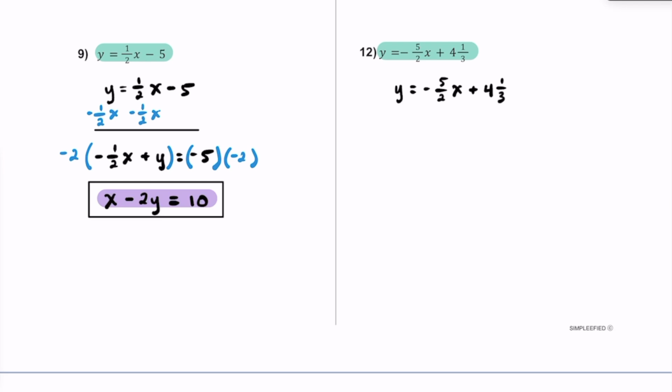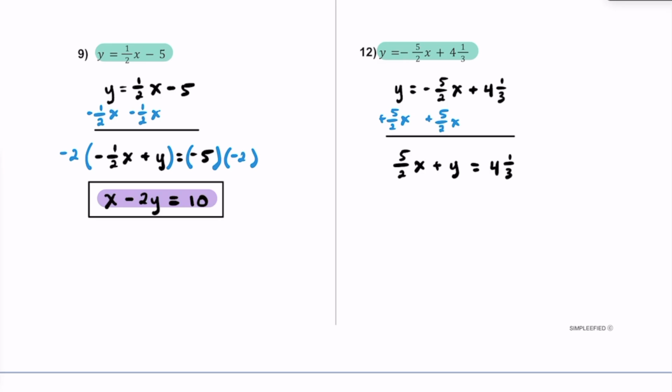So let's start by moving our x term to the left side of the equation by adding 5 over 2x. We don't have any like terms here, so we can't combine. But what we're going to have here on the left side is going to be 5 over 2x plus y, and that's going to be equal to 4 1/3. All right, so this last one here, you want to be a little more careful because you can see that we have some different denominators here. So I'd like to kind of fix them both at the same time.